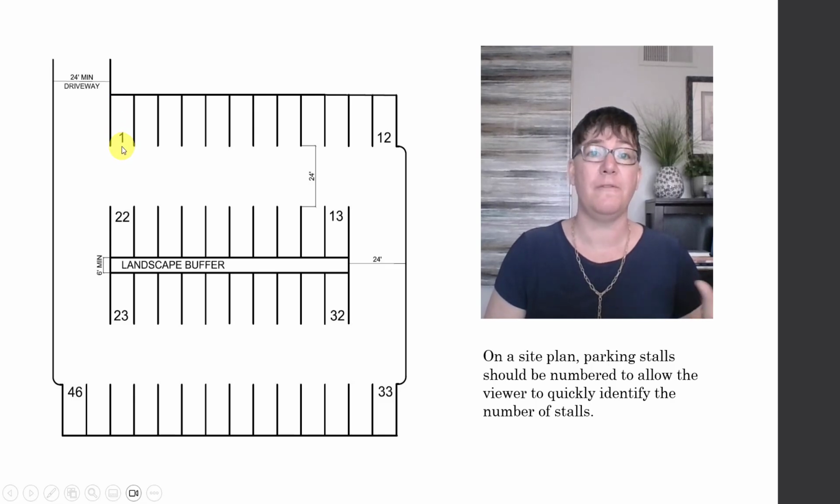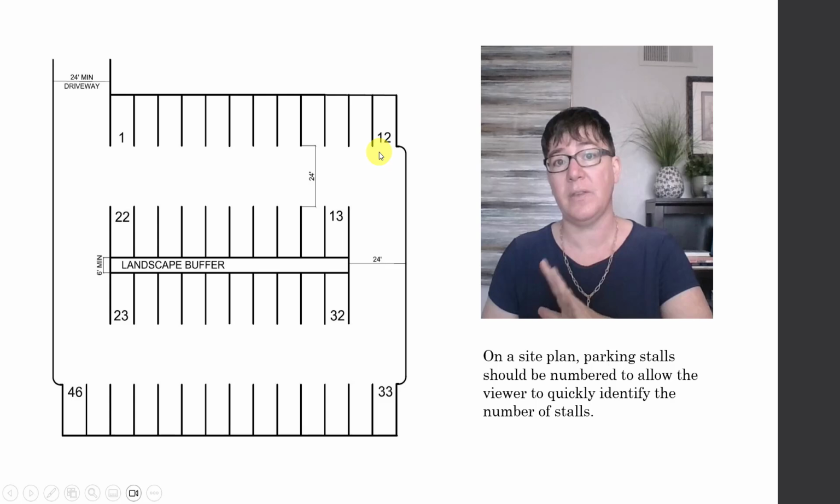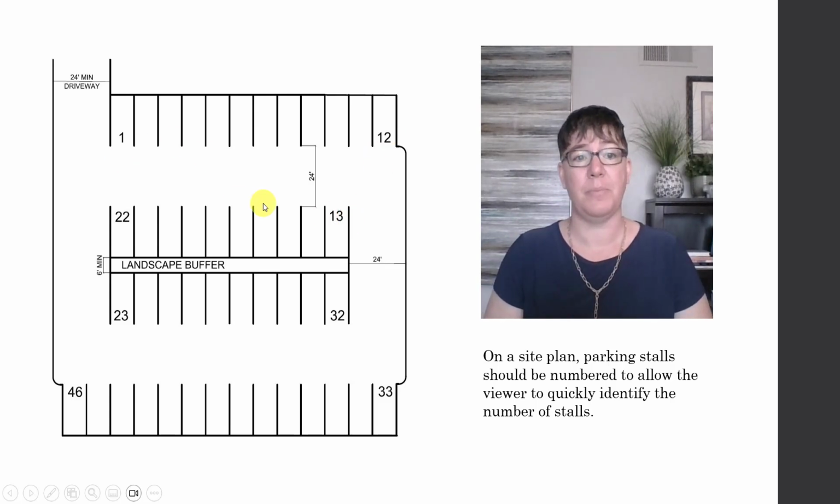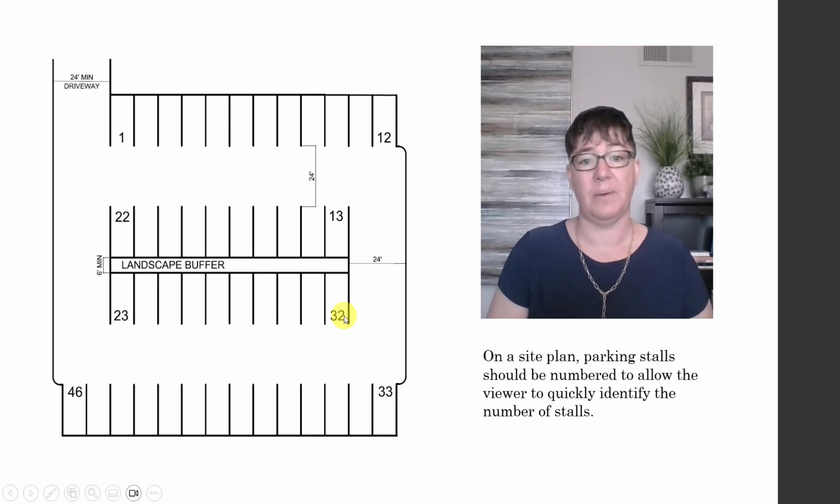We would number the first and the last stall in each run. So we go from 1 to 12, from 13 to 22, from 23 to 32, from 33 to 46.